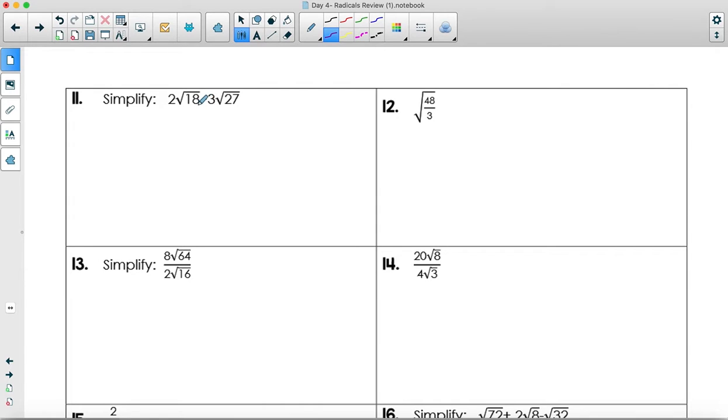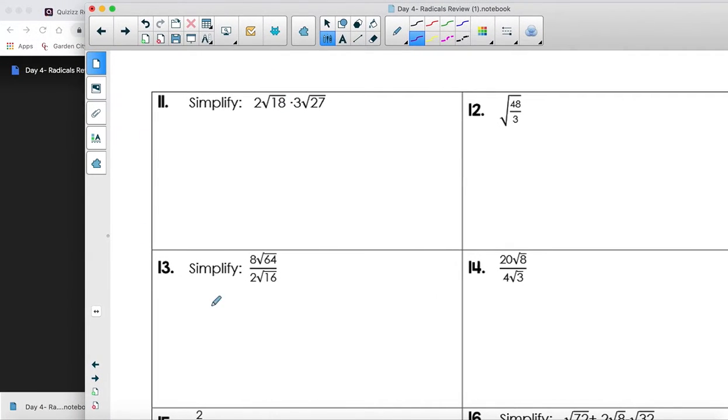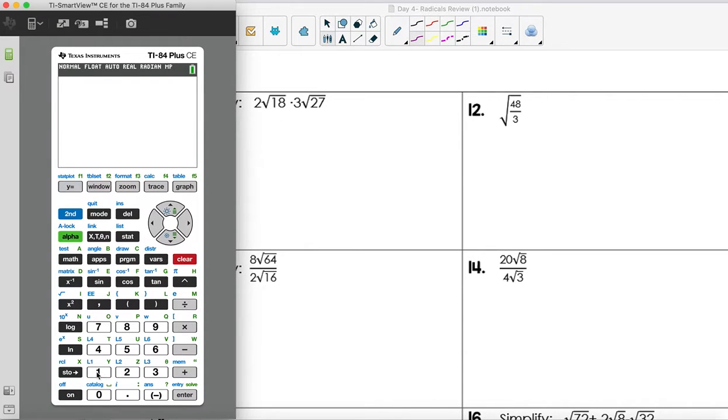I'm going to choose to do that because I'm just going to end up making these numbers so big that I'd rather just break them down right now, although you do have a calculator. So you could, and it really is up to you. I have 18 times 27 under the radical, so I'm going to get radical 486, right?